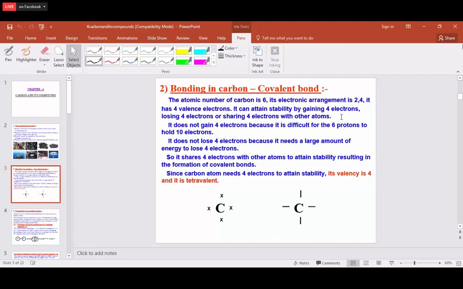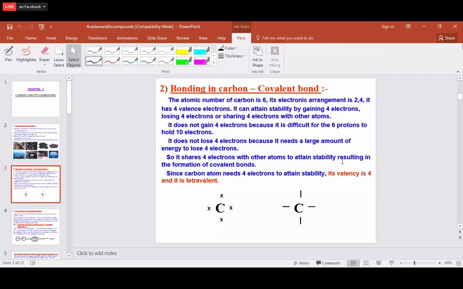Now, carbon has everything as 4. If it has to gain, it should be 4 electrons, or if it has to lose, it's also 4 electrons. Gaining or losing needs a large amount of energy. Carbon always involves sharing of electrons with other atoms, so usually it does covalent bonding. It is very rare to see it in ionic bonding. It does not gain 4 electrons because it is difficult for 6 protons to hold 10 electrons. It does not lose 4 electrons either, because it needs a large amount of energy to lose 4 electrons. So it always shares the 4 electrons with other atoms to attain stability.